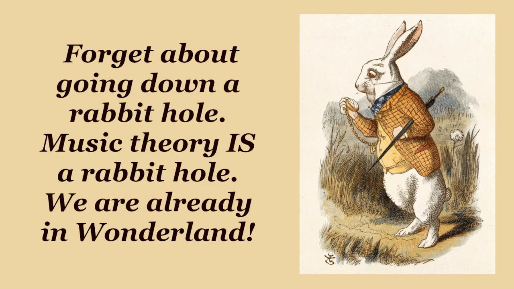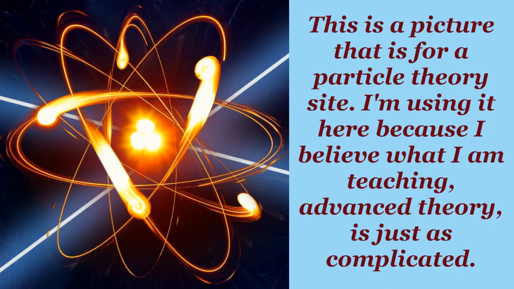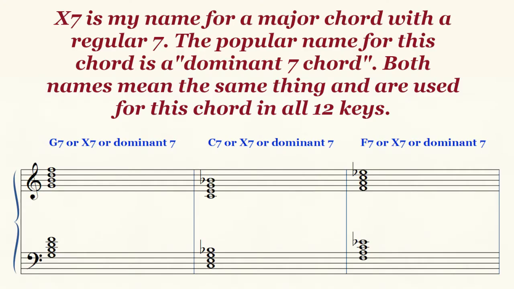I usually say that we're about to go down a rabbit hole, but in the last 24 hours, I've decided all of music theory is a rabbit hole, and that the moment we start talking about it, we are firmly in Wonderland. I'm not sure that particle theory in physics is any easier than the music theory I'm trying to explain here. The term dominant seventh is a handy-dandy name for X7 chords.